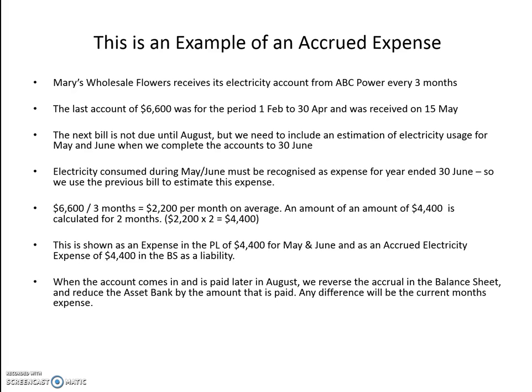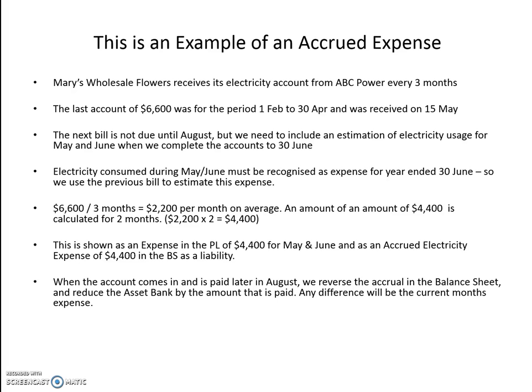This is an example of accrued expense. Mary's Wholesale Flowers receives its electricity account from ABC Power every 3 months. The last account of $6,600 was for the period 1st of February to the 30th of April and was received on the 15th of May. The next bill is not due until August, but we need to include an estimation of electricity usage for May and June when we complete the accounts to 30th of June.